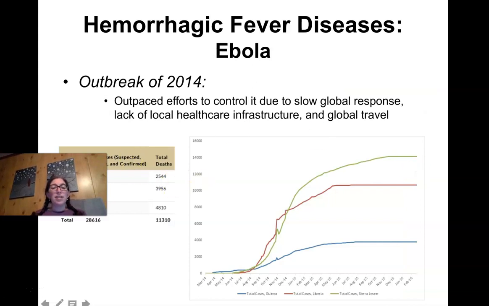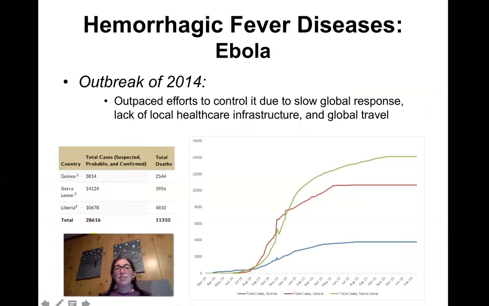It's still considered an emerging infectious disease. This was the outbreak in 2014, or I guess that was longer ago than I thought. I thought it was 2016. But it was a huge outbreak. So all outbreaks of Ebola before that were maybe like 2,000 people got sick and maybe hundreds of people died. In this outbreak, 28,000 people got sick across 3 different countries in Africa, and 11,000 people died.